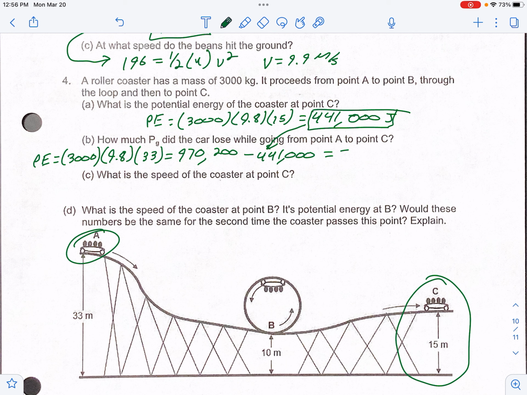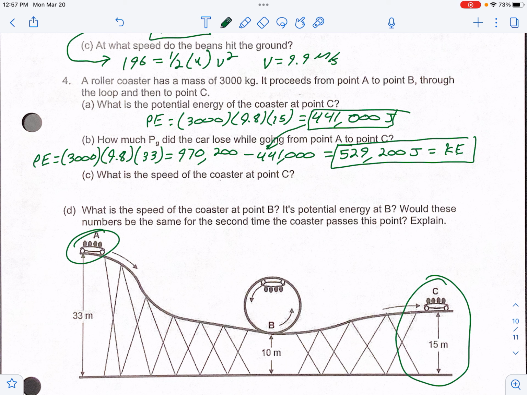That means that 529,200 joules were lost from potential energy. Now, if you're losing it from potential energy, that means it went to kinetic energy. So you just found out what the kinetic energy was at point C.